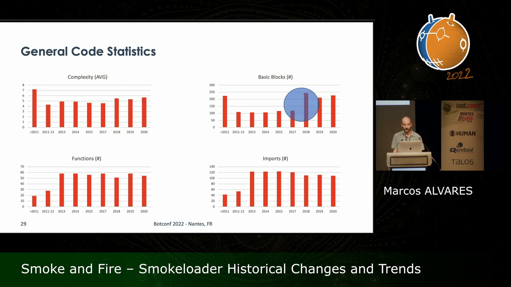The other point to highlight is that in 2017, 2018, we could see this spike where Smokeloader decided to use a different compiler, and then the code was segmented in a different way. This messed up my diffing a little bit, but at the end, functionality-wise, they were the same, and you can see that even the complexity of the code remained the same, even though we got this increase in basic blocks.